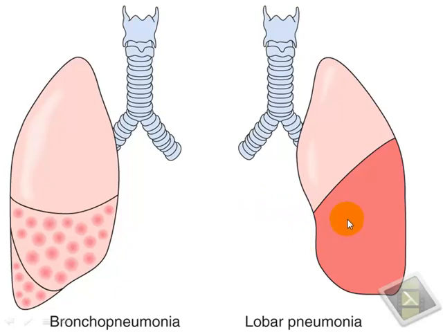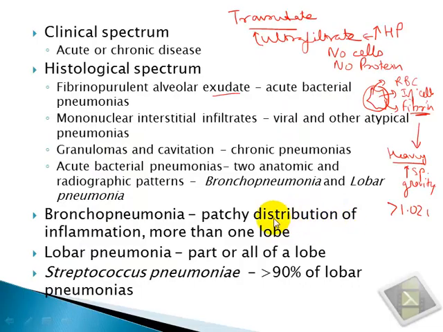which is called consolidation. And in reference to pneumonia, we also have a term called hepatization, because hepatization means that they look quite similar to the liver. On palpation, they feel quite similar to the liver. So in bronchopneumonia, you have a patchy distribution of inflammation which may involve more than one lobe, whereas in lobar pneumonia, part or all of a lobe is affected.